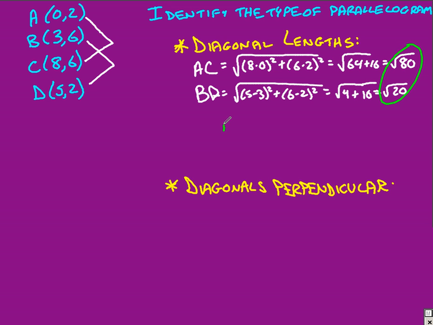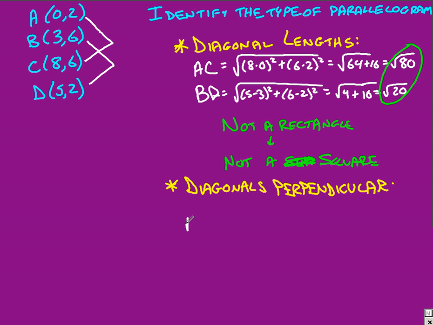Therefore, we can say this is not a rectangle because we don't have diagonals that are the same. If it's not a rectangle, that means that obviously it cannot be a square either. So we can immediately eliminate those two possibilities. Now, to look at slopes.